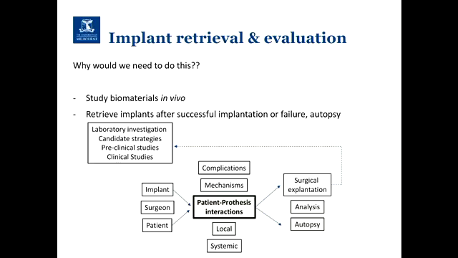So if we start off with an implant, there's a surgeon and the patient, and it gets implanted. Then you have the patient-prosthesis interactions. There could be complications, different mechanisms go on, you could have local systemic issues. So these are all things that can occur within the patient-prosthesis interactions. If it gets explanted, an analysis will occur, and there may be an autopsy, depending if the patient dies or it's just been explanted.